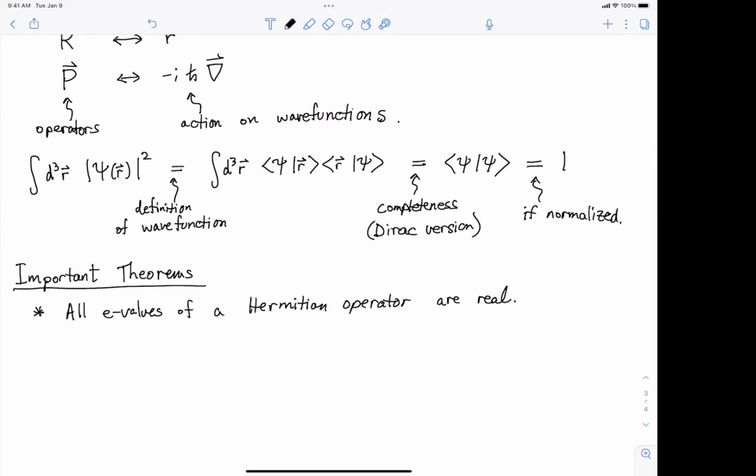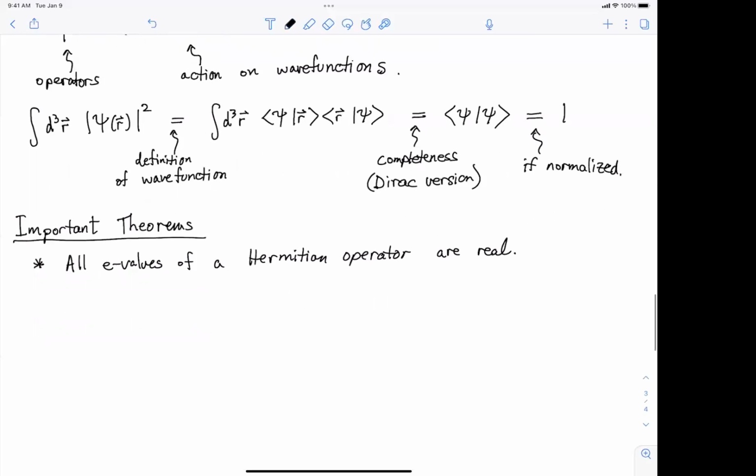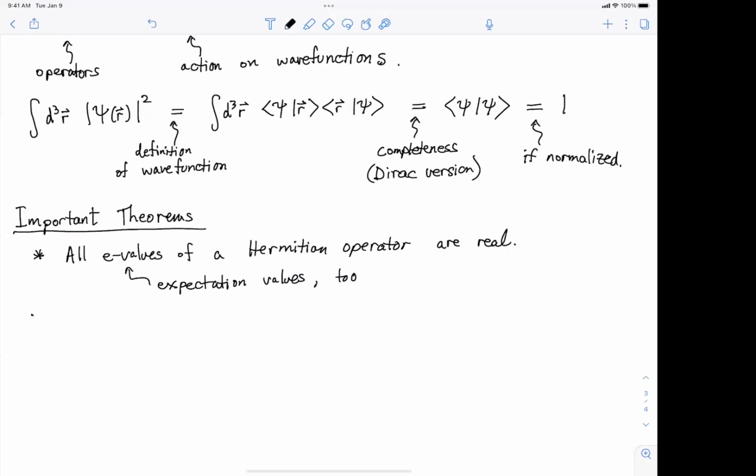It may be that when you're doing intermediate states in a problem, it's not so obvious that the number you're going to get out is real. But if you're computing the eigenvalues, or for that matter, it turns out it follows from this, the expectation values, which I haven't defined in our review here, but I will. So expectation values too. You have to get a real number. And if you didn't get a real number, something went wrong and you can hope to find the mistake. Okay, so that's one important theorem.